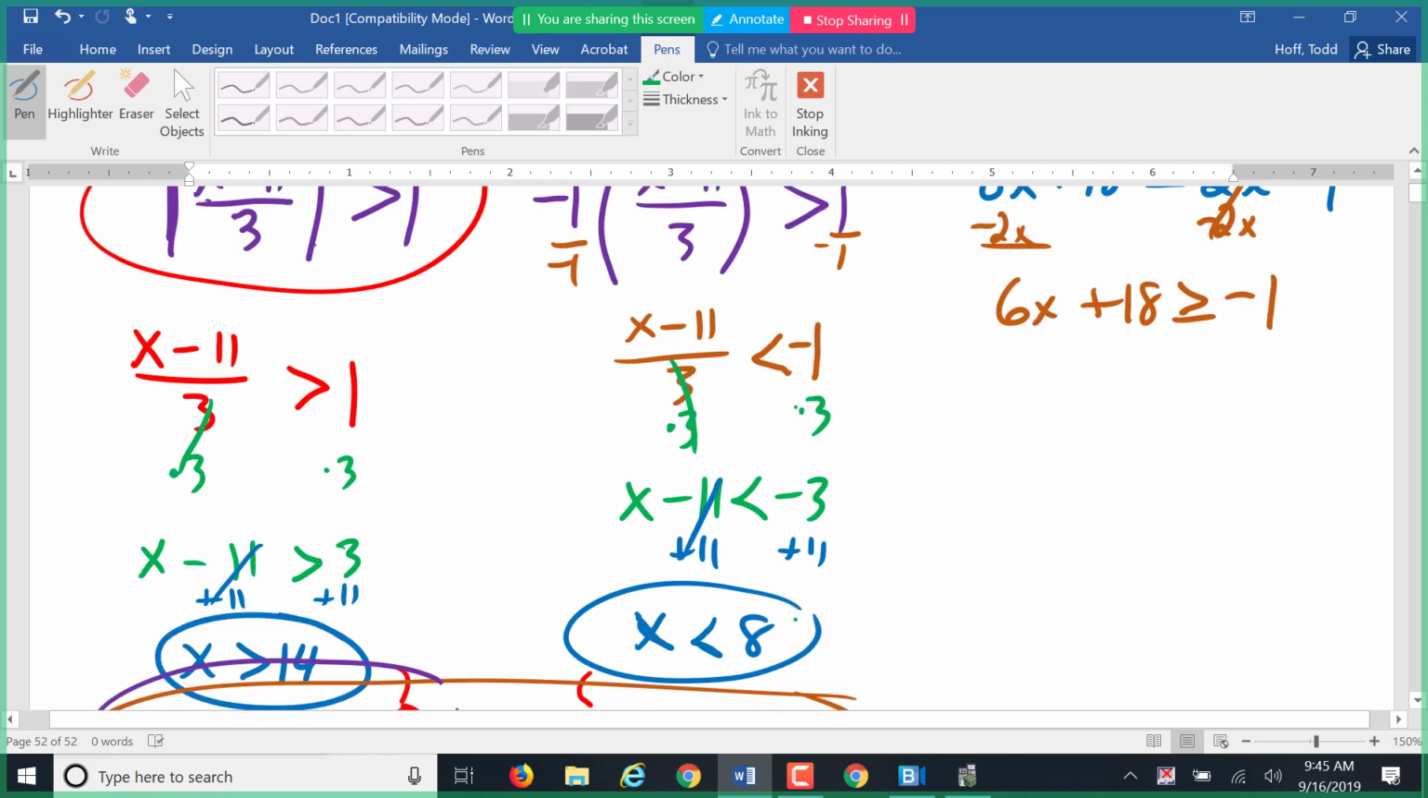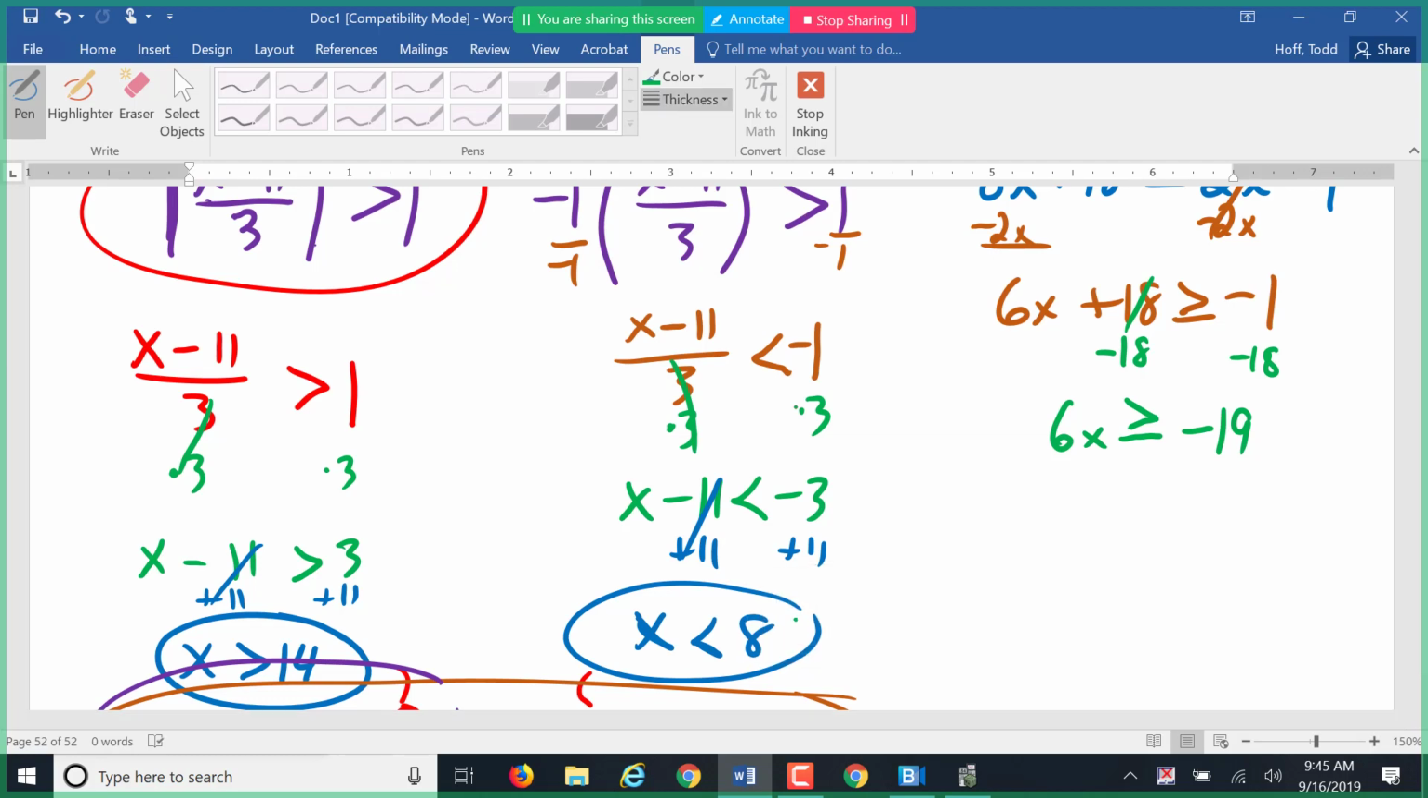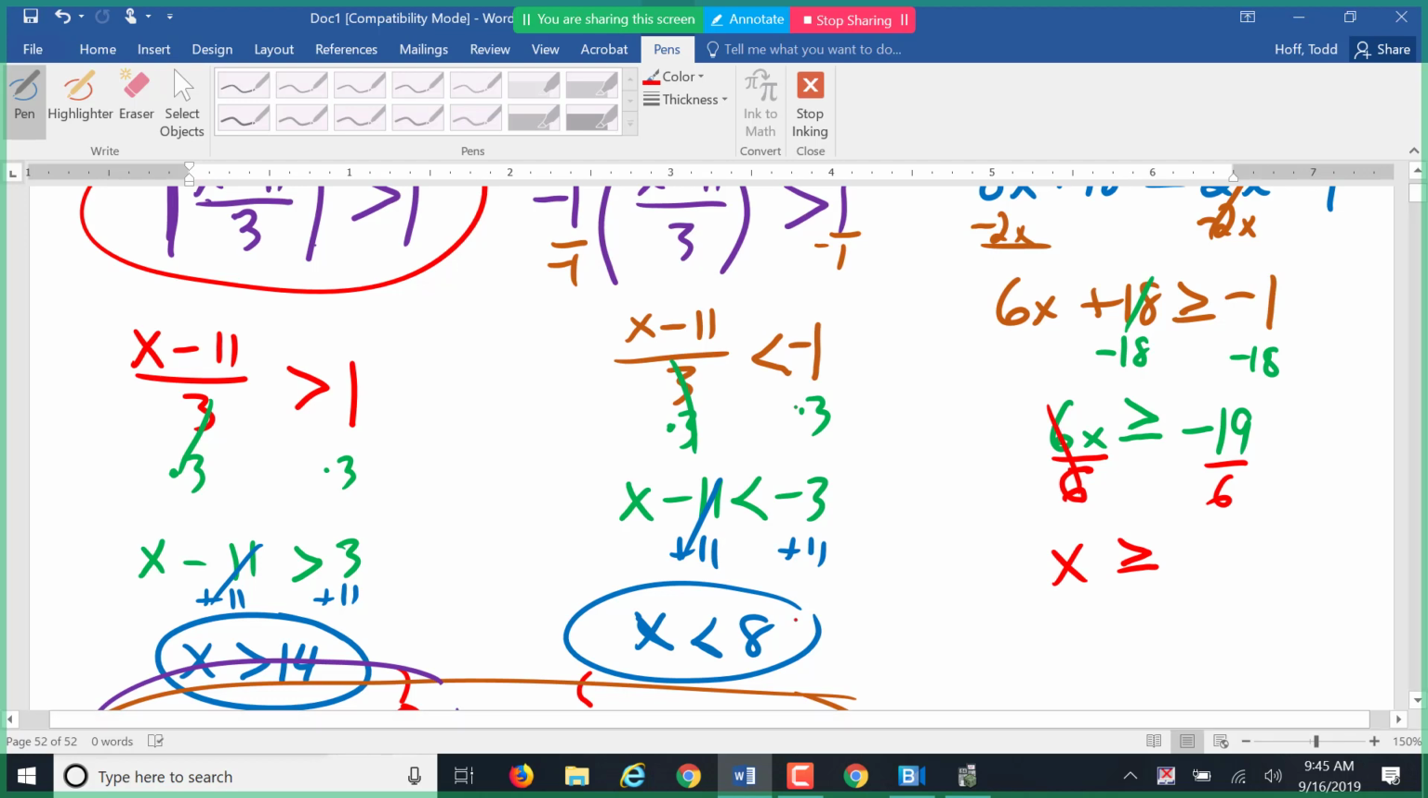Now it's just a matter of solving it. We'll subtract the 18 from each side. 6x, negative 1 minus 18 is negative 19. Now this is still greater than or equal to, even though we're dealing with negatives there, we're not multiplying or dividing by a negative, so we don't have to flip that symbol. And finally, we'll divide by the 6. Again, we divided by a positive, so we don't have to flip the symbol. So x is greater than or equal to negative 3 1/6.